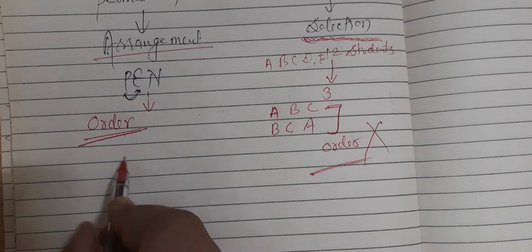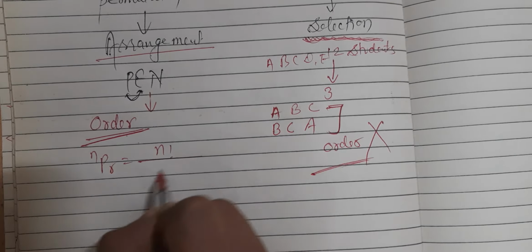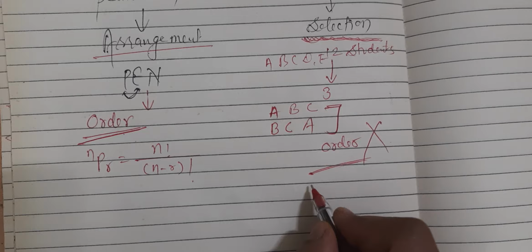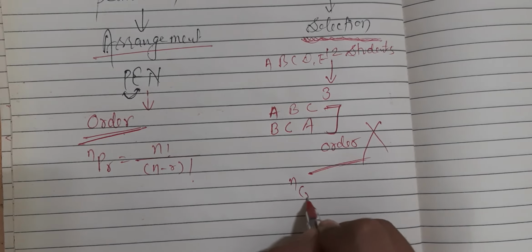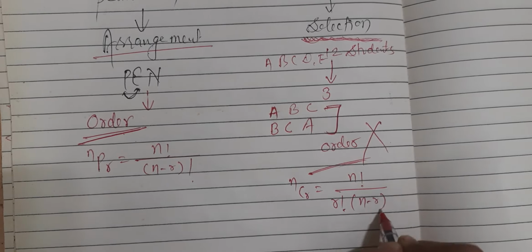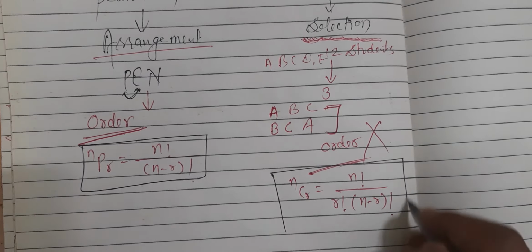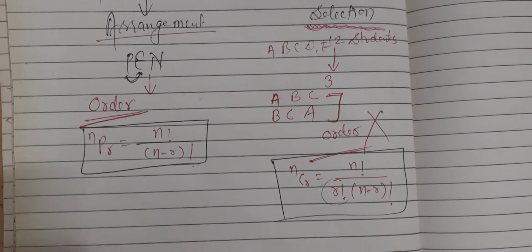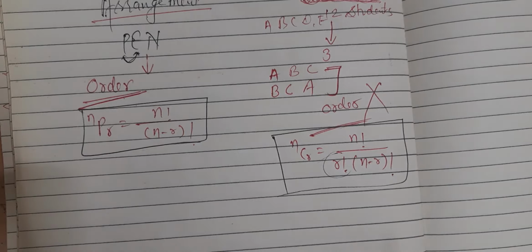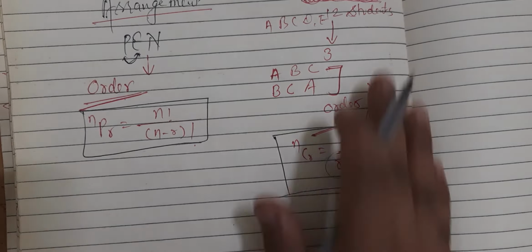Now the formula of permutation is nPr, which equals factorial n upon factorial n minus r, and the formula to find combination is nCr, which equals factorial n upon factorial r factorial n minus r. If you see the difference in the formula, the only difference is the factorial r. So in today's class, we will solve questions where we use permutation and combination both. So let us see this one.